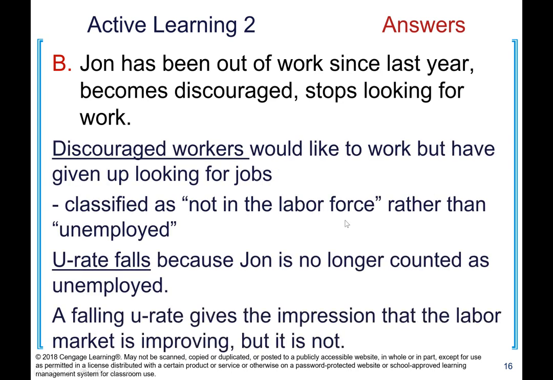John, who has been out of work and is discouraged. Discouraged workers would like to work but have given up looking for a job, so they are classified as not in the labor force rather than unemployed. The unemployment rate falls because John is no longer counted as unemployed. A falling unemployment rate gives the impression that the labor market is improving, but it is really not.